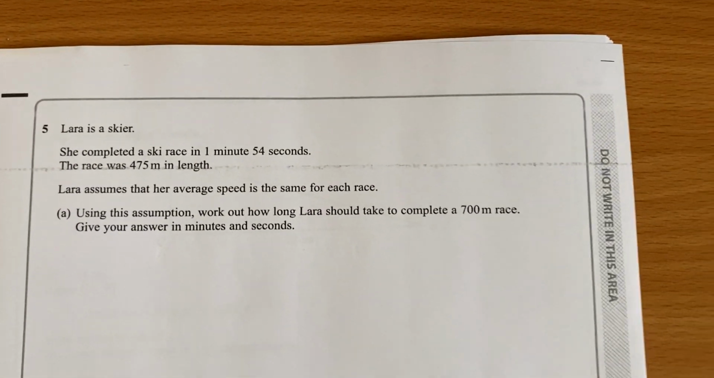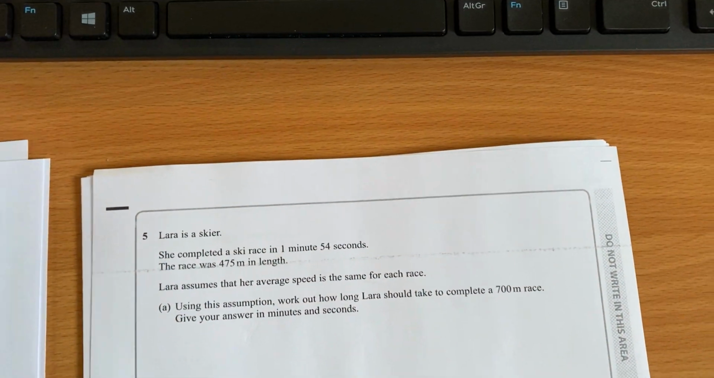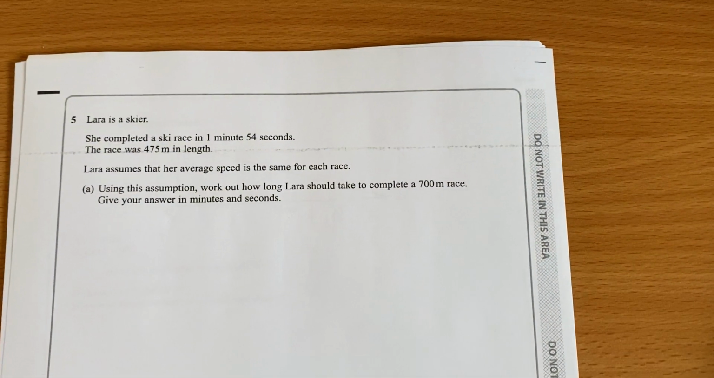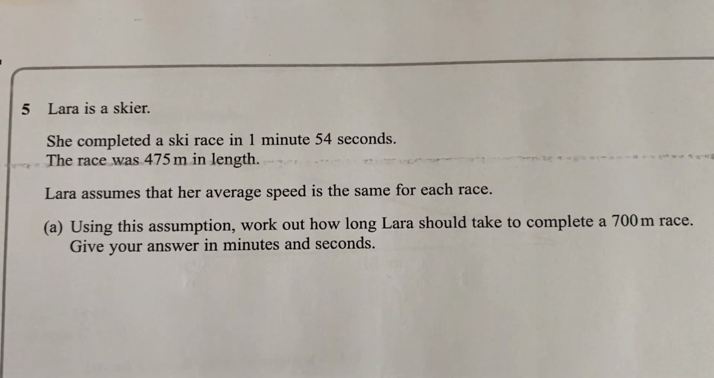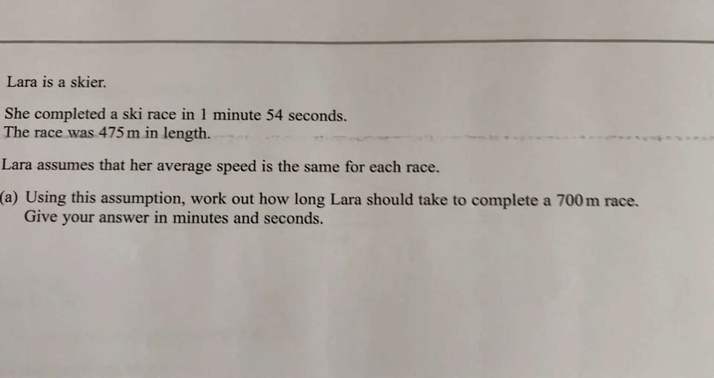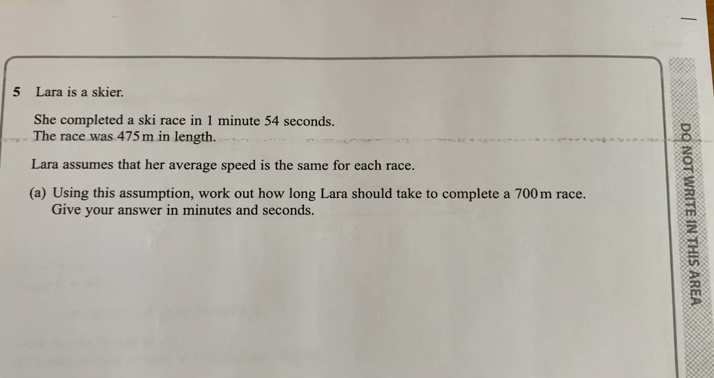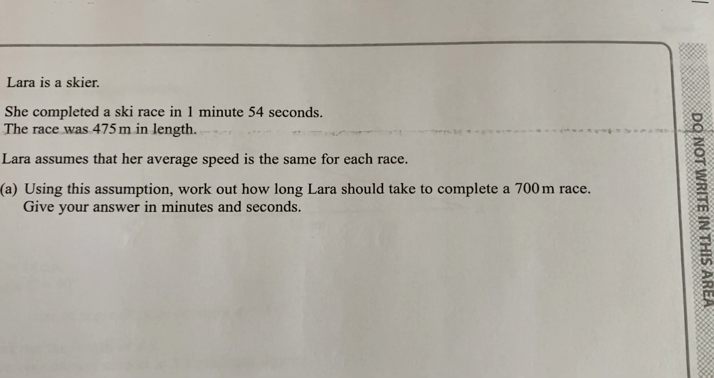Question 5. Lara is a skier. She completed a ski race in 1 minute 54 seconds. The race was 450 meters in length. She assumes that her average speed is the same for each race. Using this assumption, work out how long she would take to complete a 700 meter race. Give your answer in minutes and seconds.